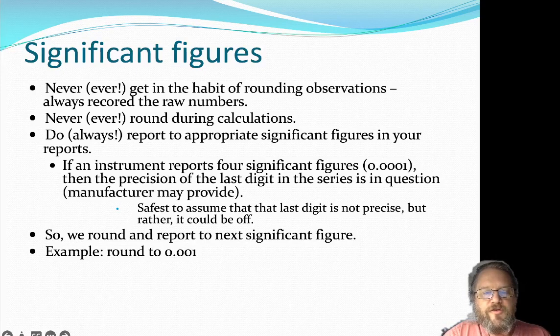So it's safest to assume that the last digit isn't precise, so it could be off. Okay, and so when you buy a new instrument, there'll be some discussion about its precision. So in general, you're going to round to this. So if it measures to 0.0001, you would round to 0.001. But that's, again, after all the calculations have been done.